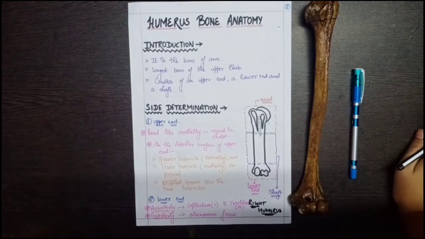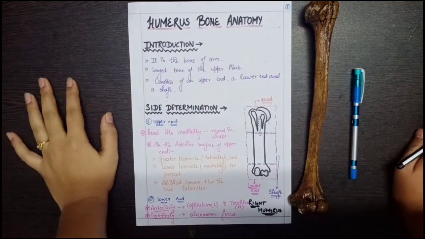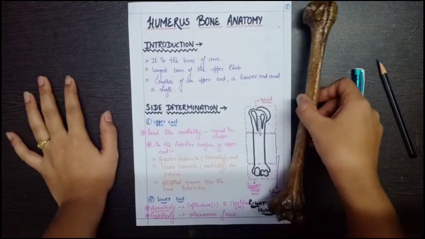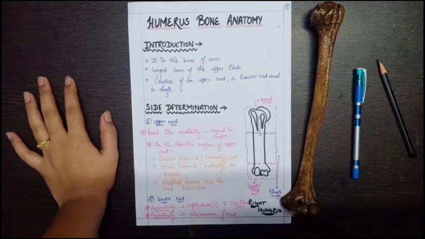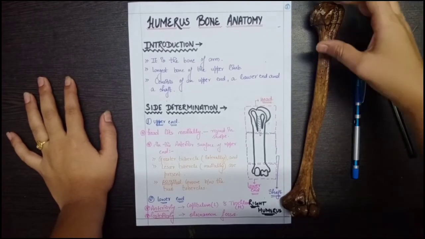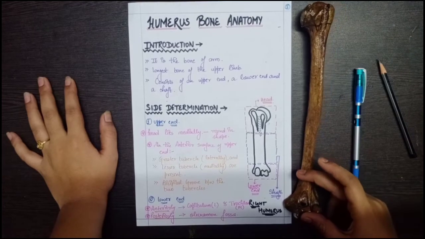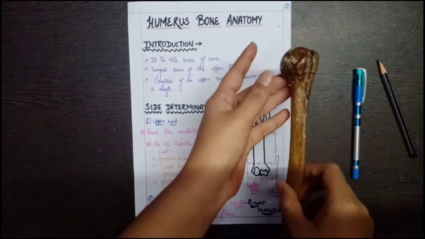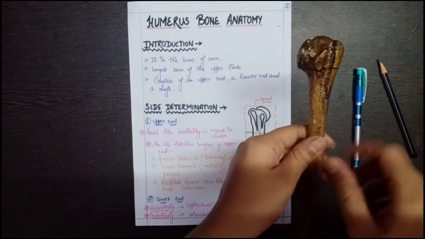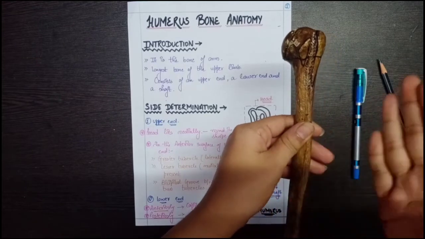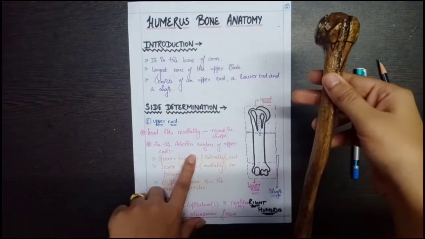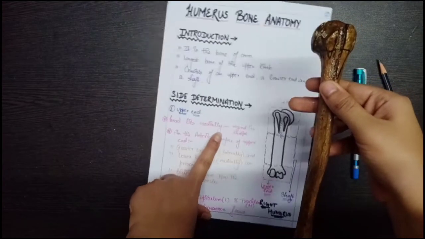Now, as always, whenever we go for practical, the most important thing that is always asked is side determination. So, which side of the bone is this? The first thing we have to see is the upper end, and then we will focus on the lower end, and that is how we can find out which side of the bone this is. In the upper end, the head lies medially. Medial means towards the body and lateral means away from the body. So the head is round and lies medially.